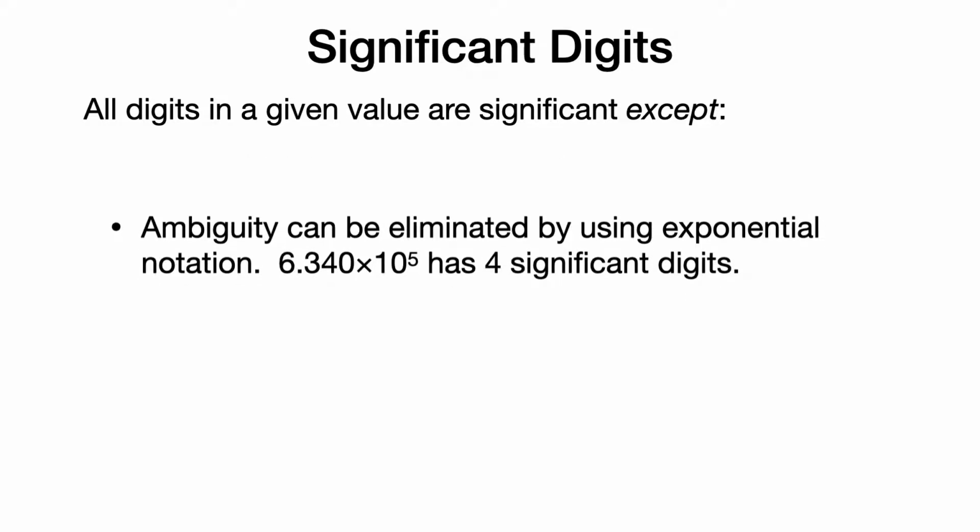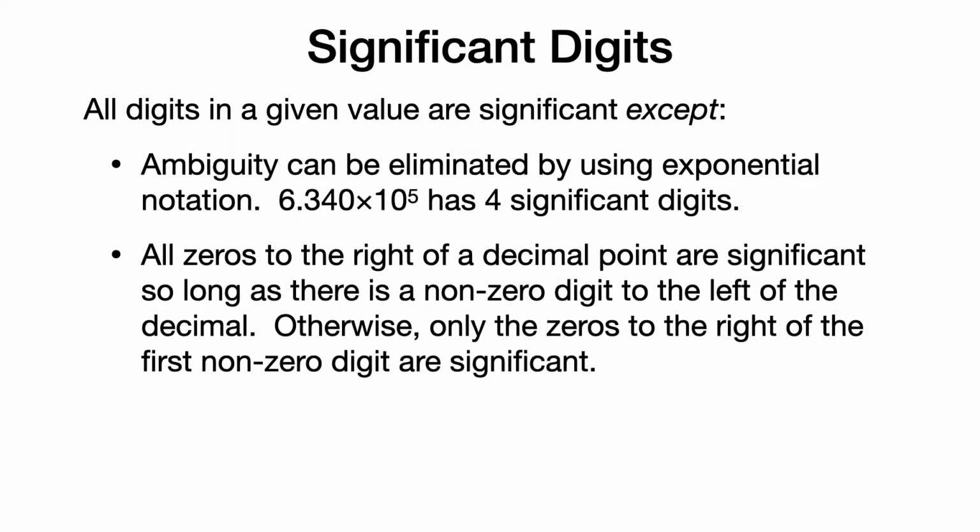That is, all zeros to the right of a decimal point are significant, so long as there is a non-zero digit to the left of the decimal. Otherwise, the only zeros to the right of a decimal point that are significant are those which are to the right of the first non-zero digit.